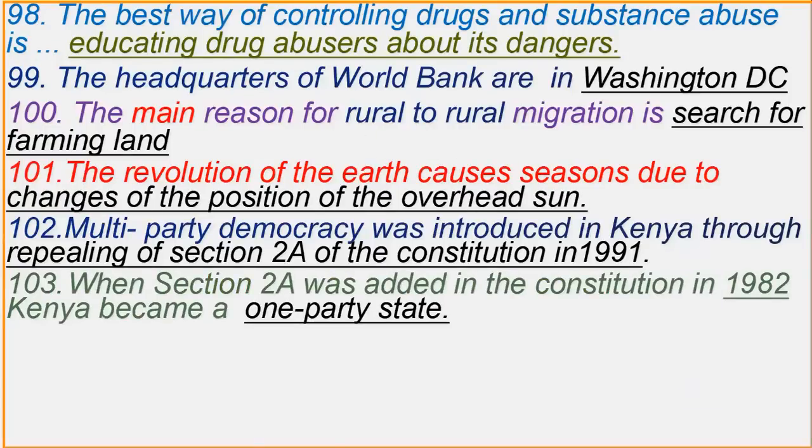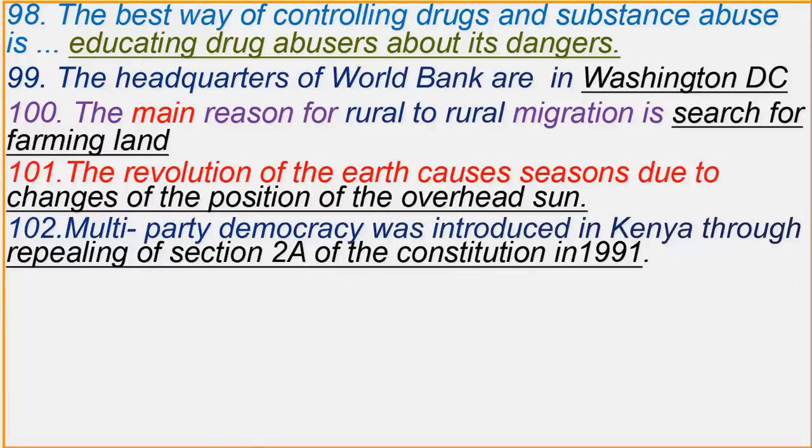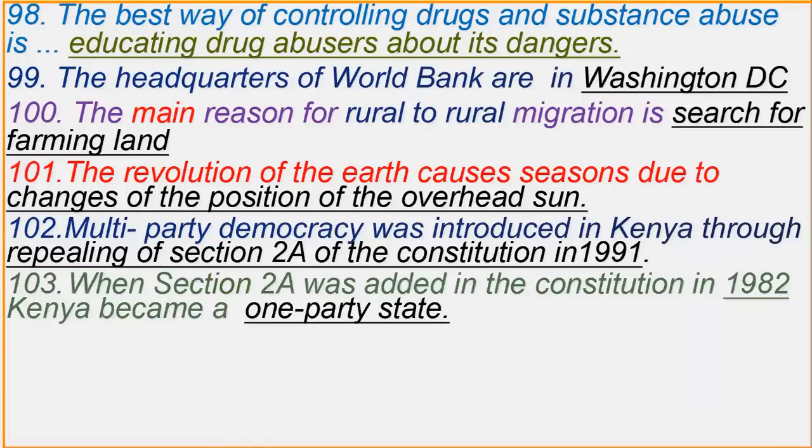When Section 2A was added in the Constitution in 1982, Kenya became a one-party state.